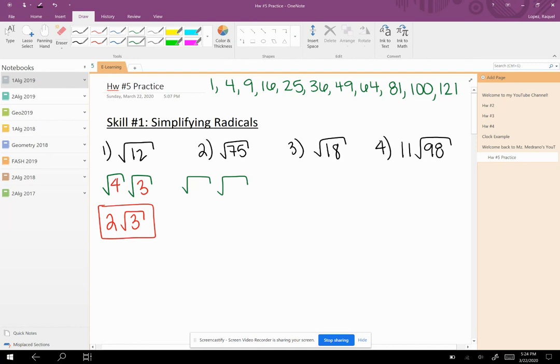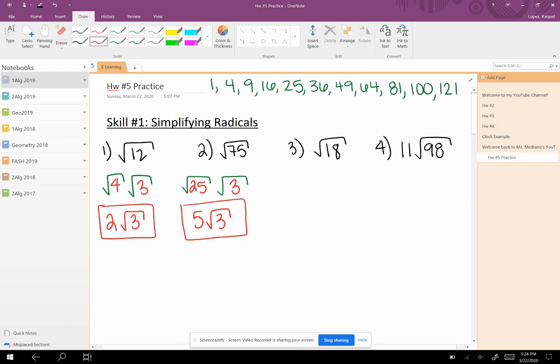Okay, for number 2, we're going to follow a similar structure. 2 numbers that divide 75 nicely. I'm going to start over here at 64. 64 won't work. Neither will 49. Neither will 36, but you know what? 25 is going to be the number that works. So 25 times 3 will get me to 75. The square root of 25 is 5, and the square root of 3, again, is going to stay underneath the radical.